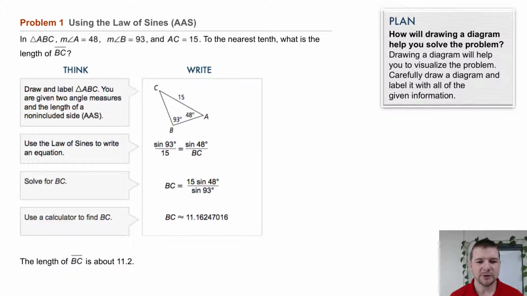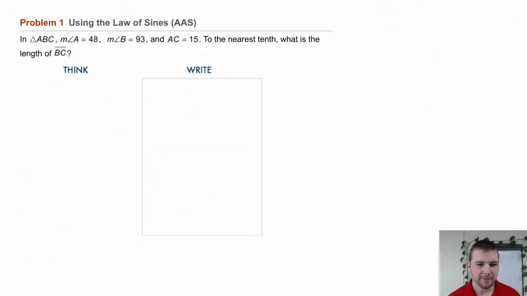Problem 1. Using the law of sines in an angle-angle-side situation. In triangle ABC, the measure of angle A is 48, the measure of angle B is 93, and AC equals 15. To the nearest tenth, what is the length of segment BC?